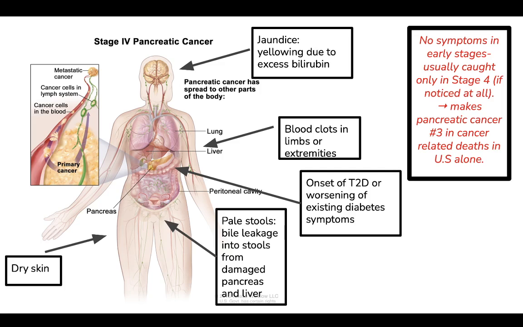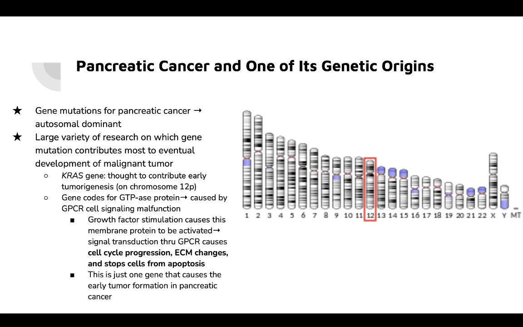Another symptom would be blood clots in the limbs or extremities, onset of type 2 diabetes, or worsening of existing diabetic symptoms. And then pale stools show that there's bile leakage into stools from the liver and pancreas, which obviously shows that there is some kind of ductal tumor or damage to the liver or pancreas. And then dry skin is obviously not as obvious a symptom for what you would think of as cancer, but it is one of the symptoms.